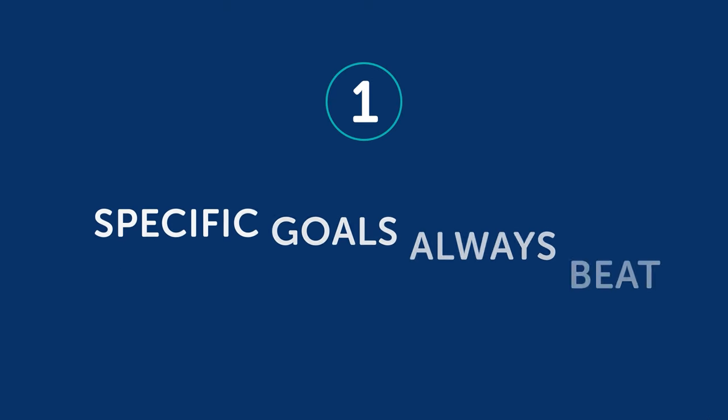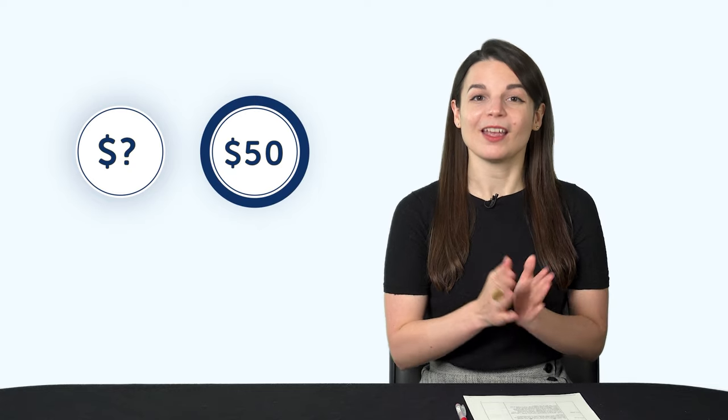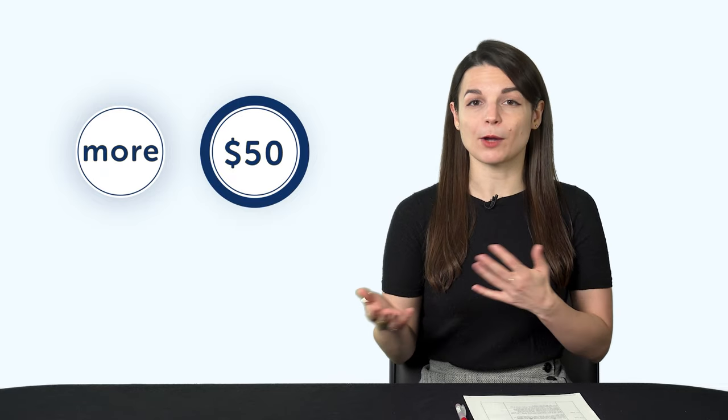But here are a few reasons why this tactic is so powerful. First, specific goals always beat vague goals. For example, between setting goals like, I want to save money, and I want to save $50, you're more likely to succeed with the $50 goal. Because you have a specific number to look for and measure, you won't stop until that $0 becomes $10, then $20, and then $50. Same with language learning. Between I want to learn more words and I want to learn 20 words, you'll do much better with a specific goal.